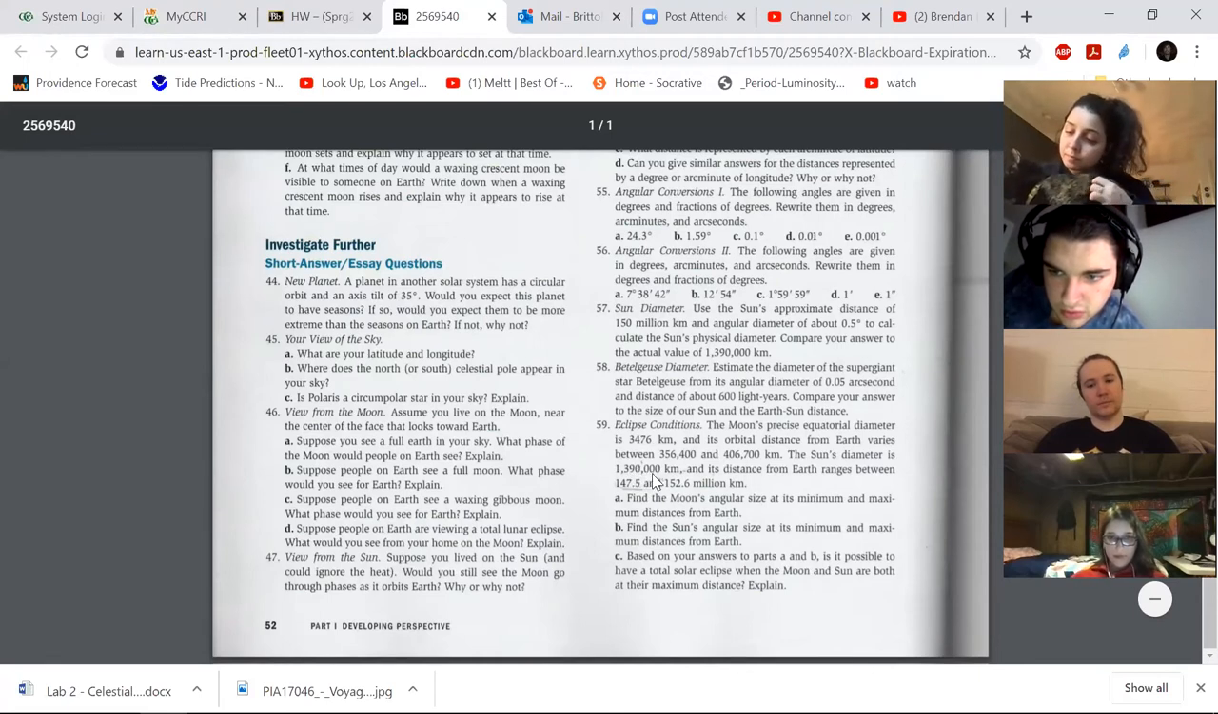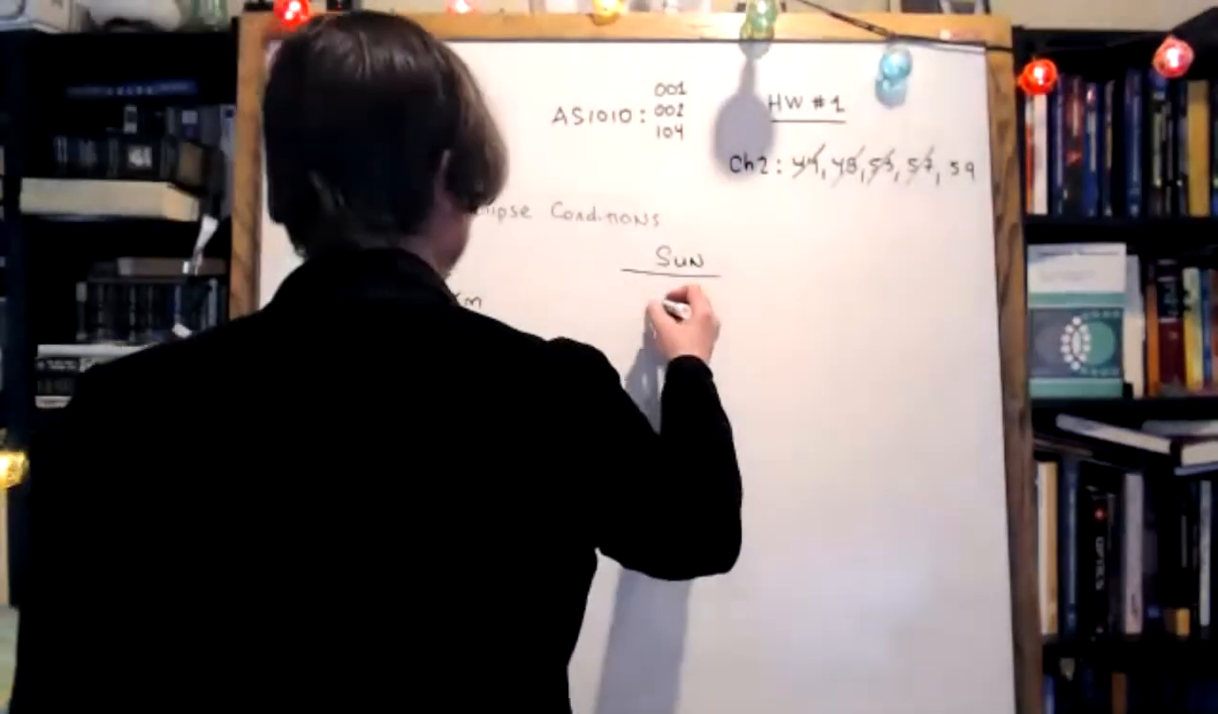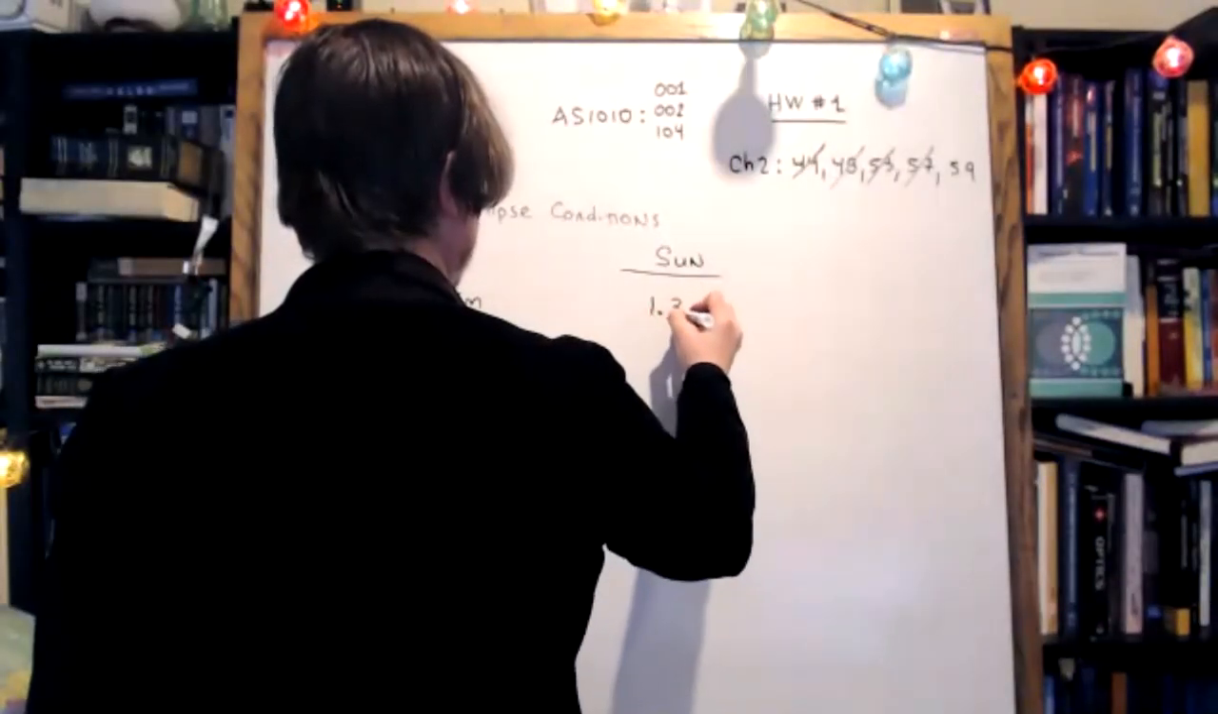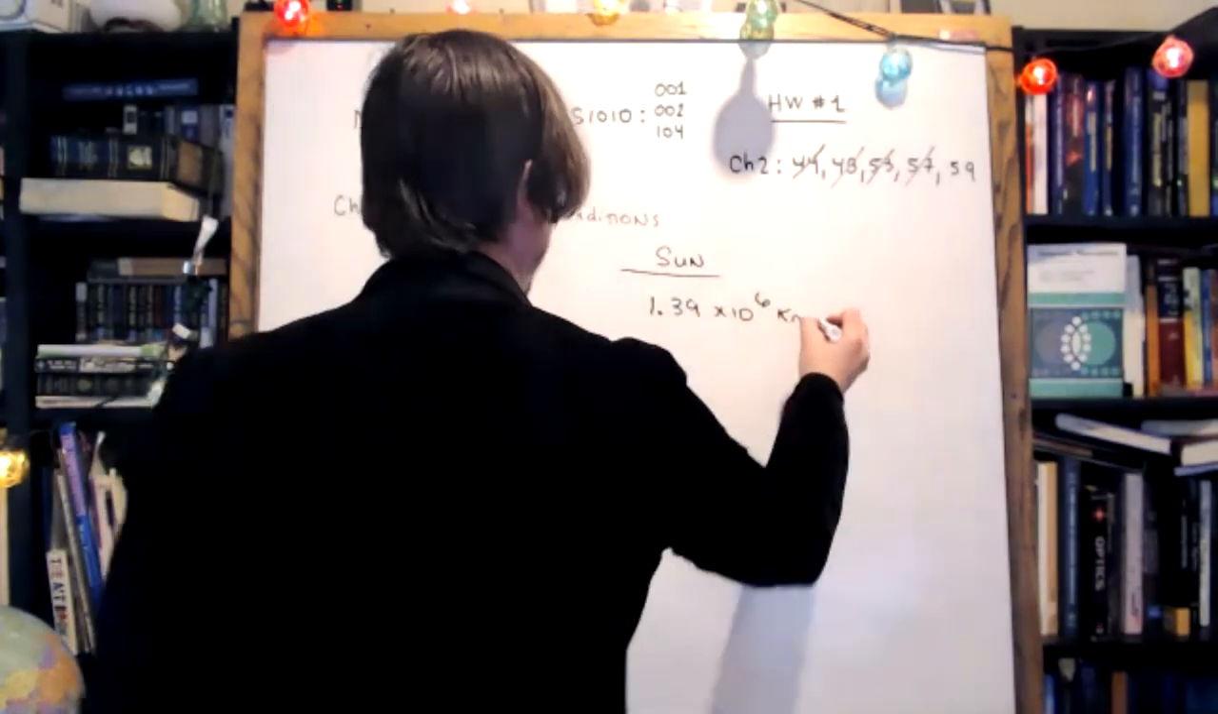1,390,000 kilometers, right? Yes. But I would call it 1.39 million. That's another way to say it. How do I put that into scientific notation again? It would be 1.39 times 10 to the 6th kilometers. Good. Okay.